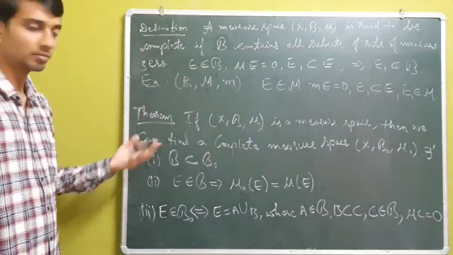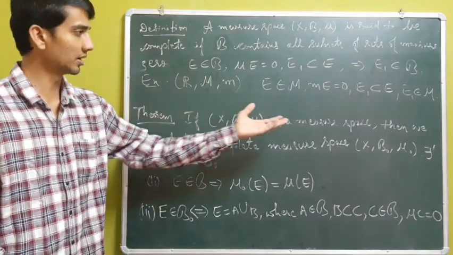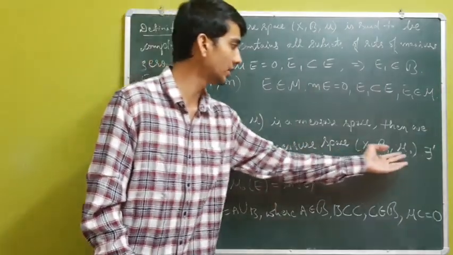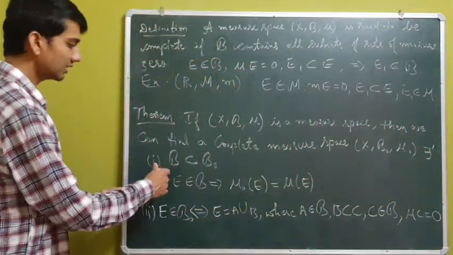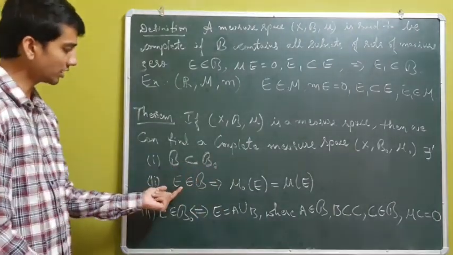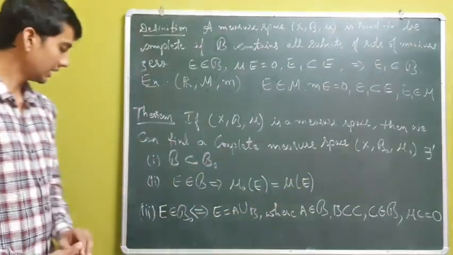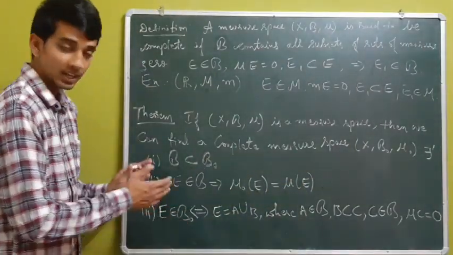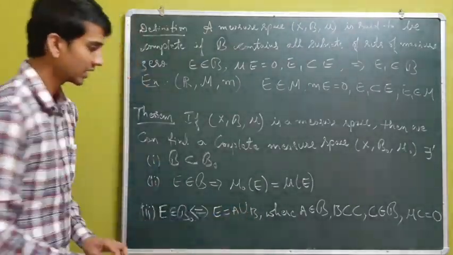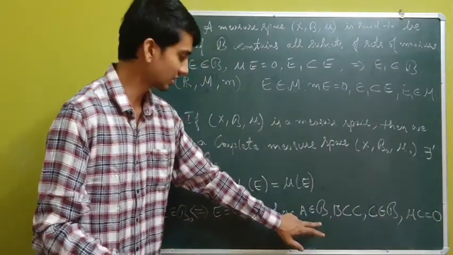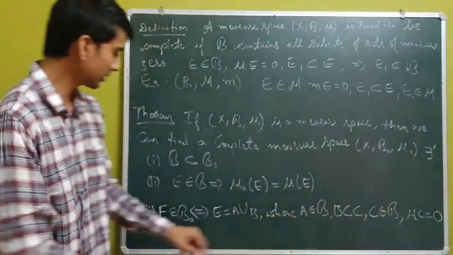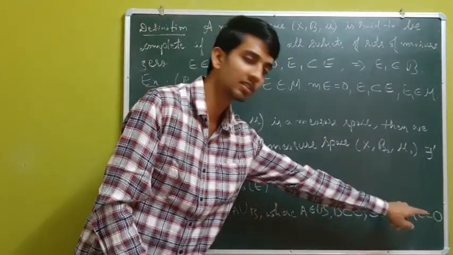Next we have a theorem. If (X, B, mu) is a measure space, then we can find a complete measure space, say (X, B naught, mu naught), such that B is contained in B naught. E belongs to B implies mu naught of E is the same as mu of E, and E belongs to B naught if and only if E can be expressed as a union of two sets, say A and B, where A is coming from the collection B and B is a subset of a set C, where C is again coming from the collection B and measure of C is 0.